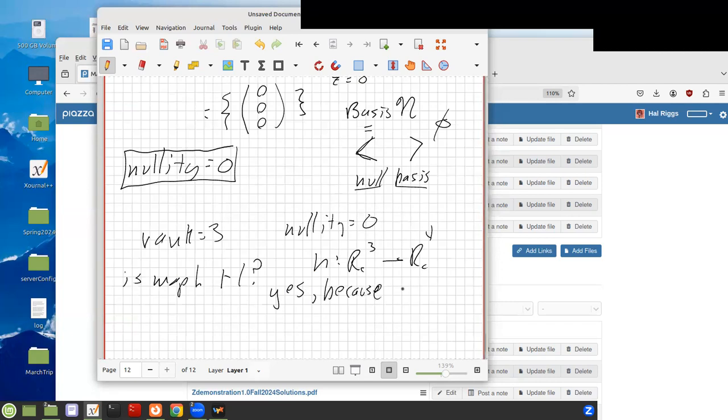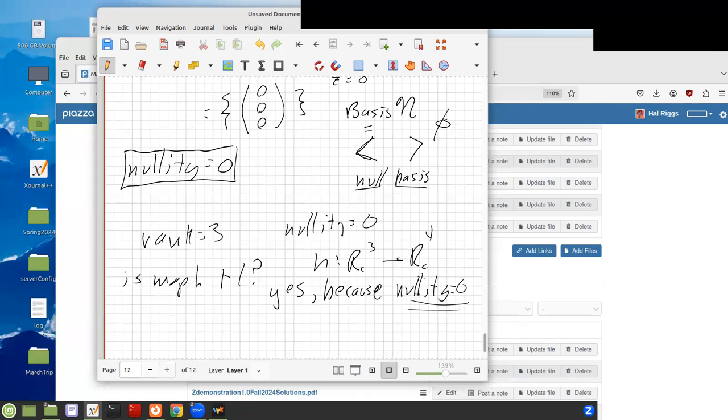There are 2 ways to show that a map is 1-to-1. You could check the definition literally, by saying that if I have 2 vectors A1 not equal to A2, then f of A1 is not equal to f of A2. Or you could start from f of A1 equals f of A2 and prove that A1 equals A2 directly. Or you could just find the nullity and find that it's 0, so it's 1-to-1.